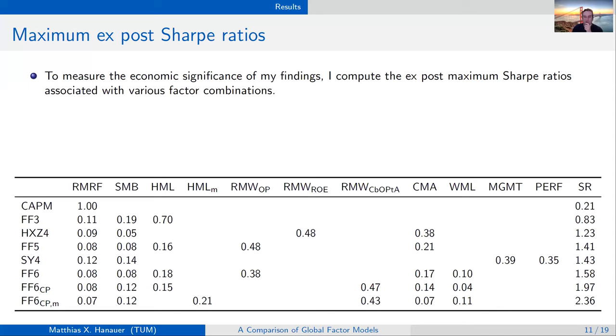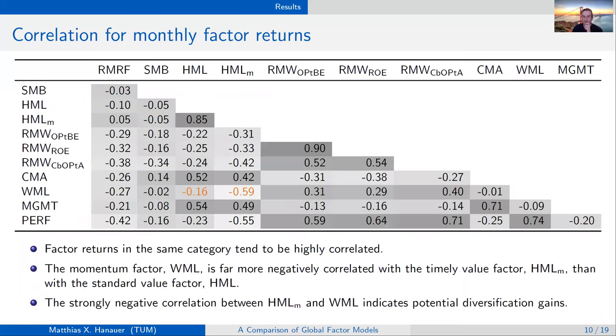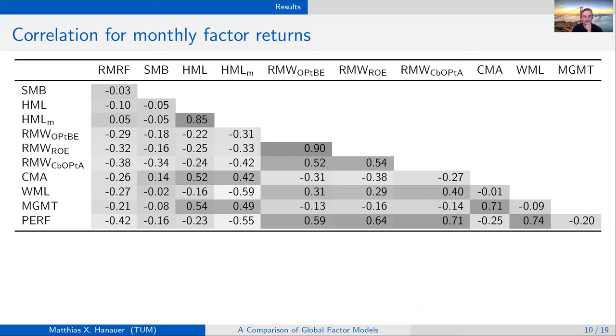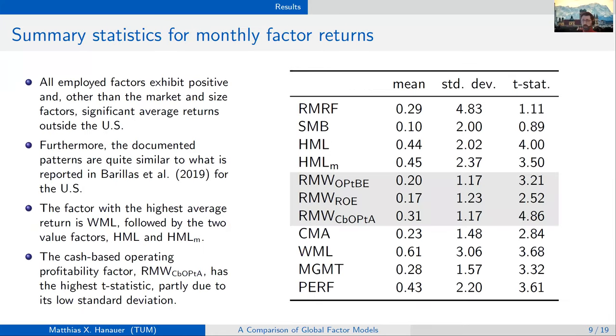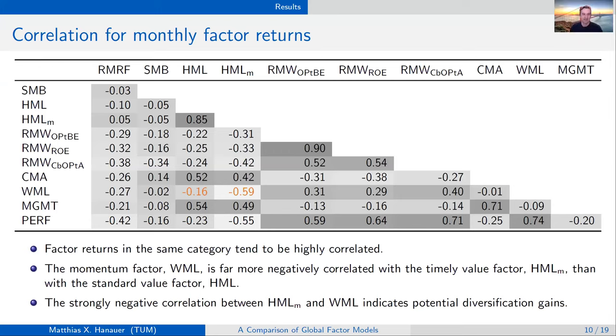Did you impose short sale restrictions? And this one not. So how does it happen that you have only positive weights? Because, for example, if you go back to your last slide, the correlation, the next one. I was just wondering, because winner minus loser and performance have a very positive correlation. So I would expect that if you go short performance and long momentum, you would get a higher Sharpe ratio.